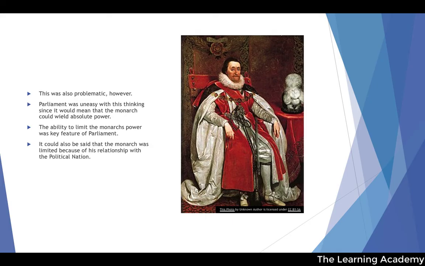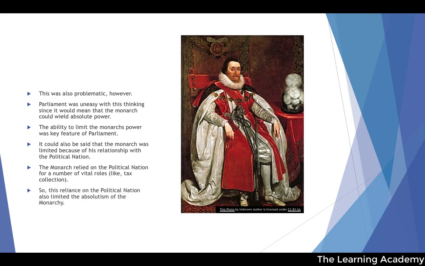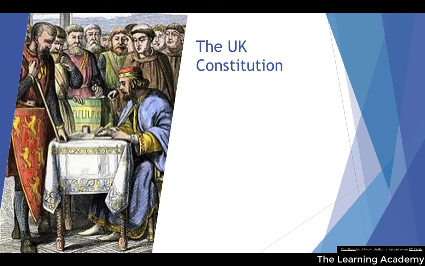And it could also be said that the monarch was limited because of his relationship with the political nation, because the monarch relied on the political nation for a number of vital roles, i.e. tax collection. So we start to see that this idea of the monarch being absolutist is really not a very concise or convincing idea, especially during the Stuart era, because you have the power of Parliament over the monarchy to limit their finances, and you also have the power of the political nation over the monarchy for a number of vital roles like tax collection. So this reliance ultimately limited absolutism in the monarchy.